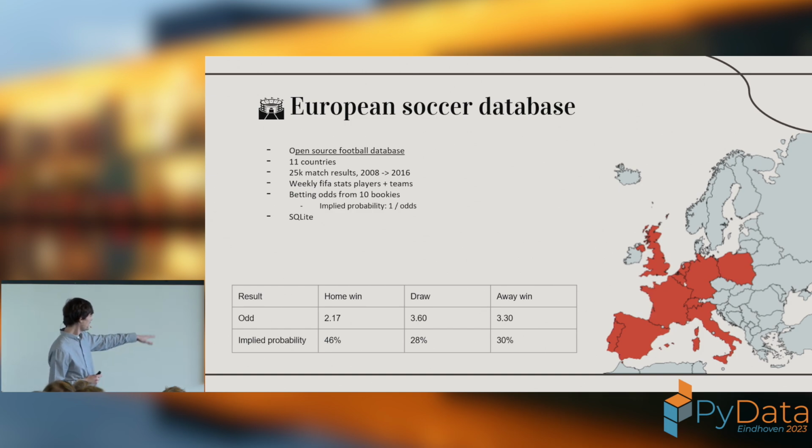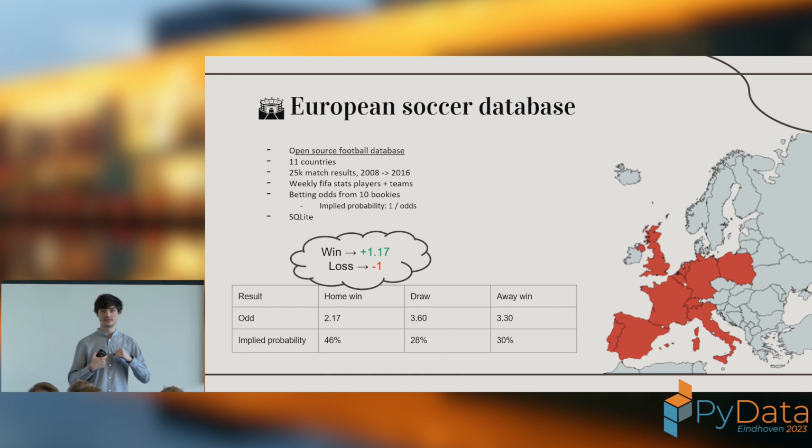We have a little example here of odds for a football match. You see the odds that the bookies provide. The home win is 2.17, draw 3.60, away 3.30. What do these odds mean? It means if I bet on the home team winning, because for example it's my favorite team, then if the event actually happens, I win 1.17 euro. That's my profit. If I'm wrong, then I will lose 1 euro if I had put 1 euro in.